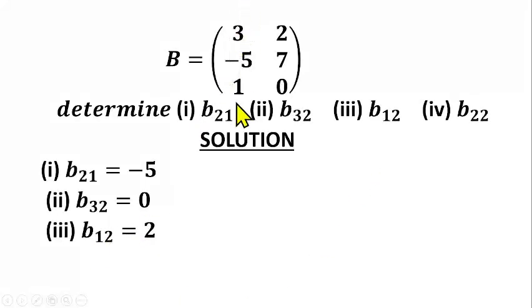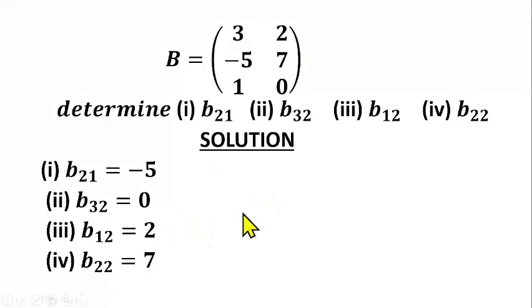Then B12, that should be first row, second column. Sorry, this is the first row, pardon me for that. First row, second column, that will be 2. Then for the last one, number 4, B22, that should be second row, second column. That will be 7.